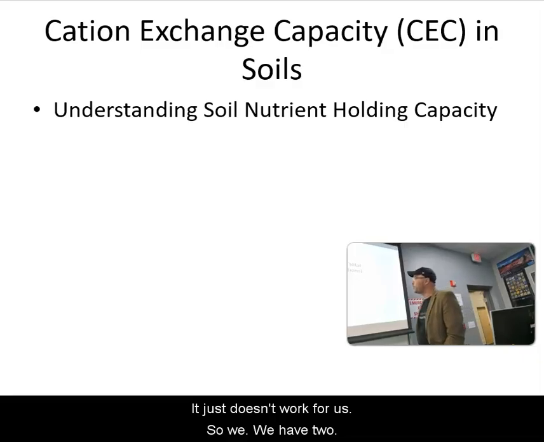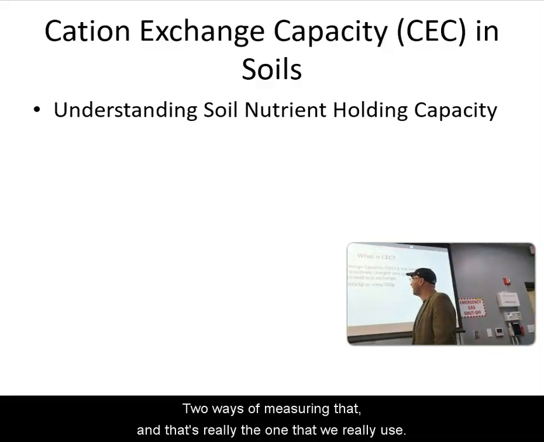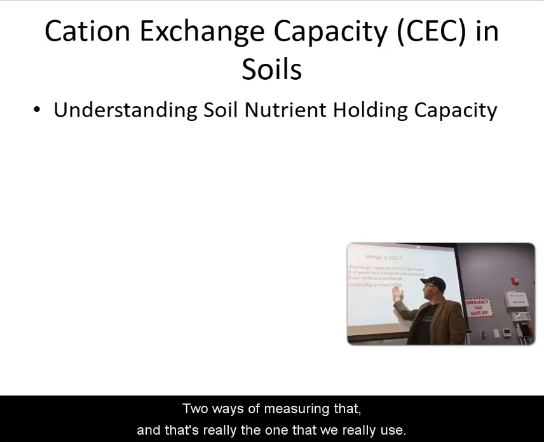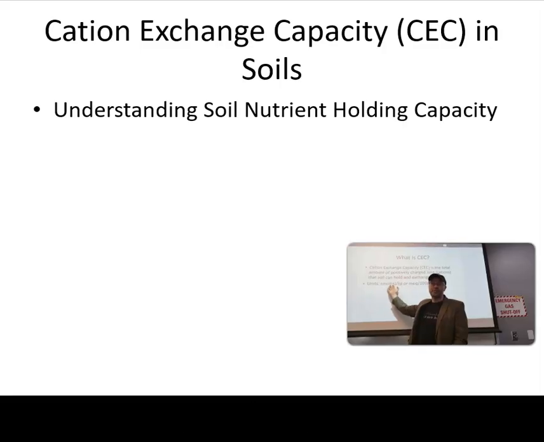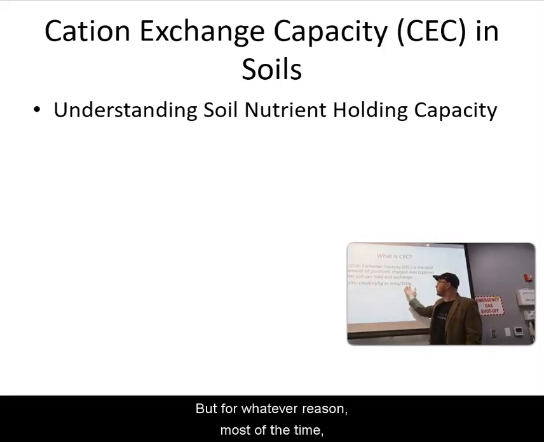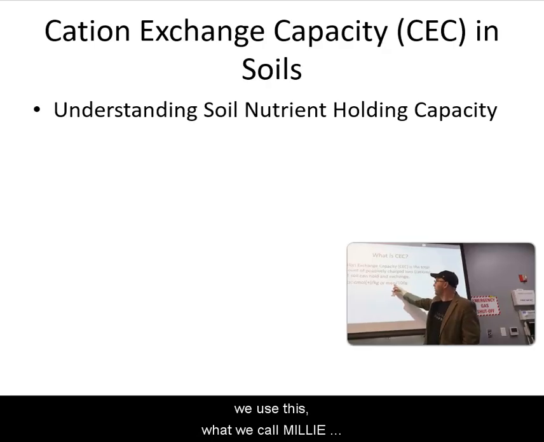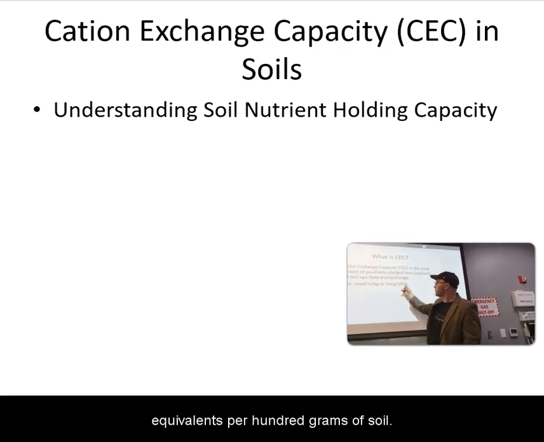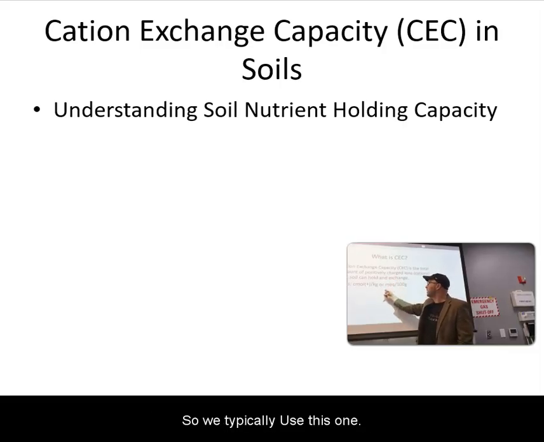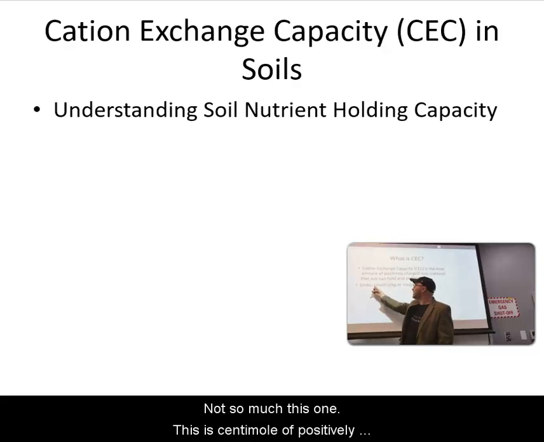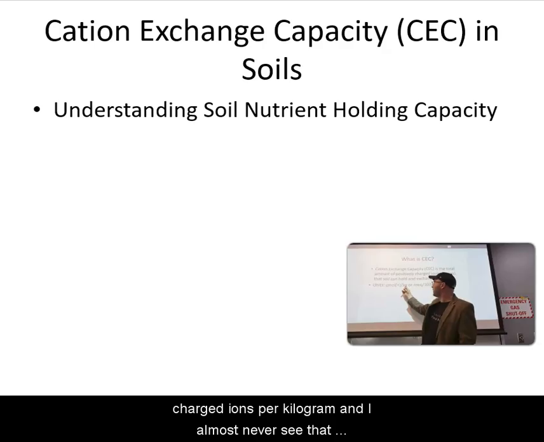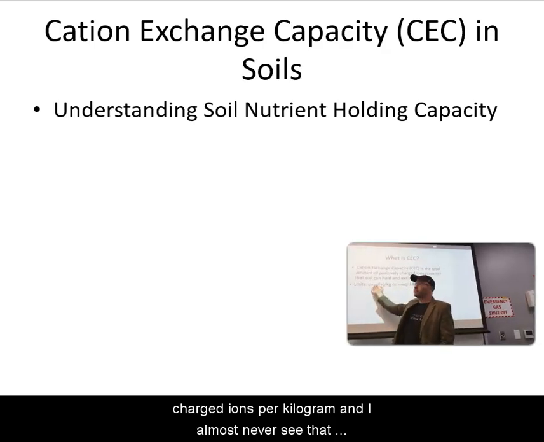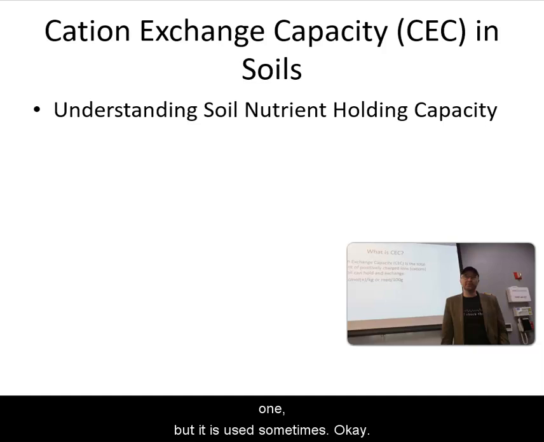So we have two ways of measuring that, and it's really the one that we really use. This is the metric version. It's probably what we should use, but for whatever reason, most of the time we use what we call milliequivalents per 100 grams of soil. Milliequivalents per 100 grams. So we typically use this one, not so much this one. This is centimole of positively charged ions per kilogram. And I almost never see that one, but it is used sometimes.